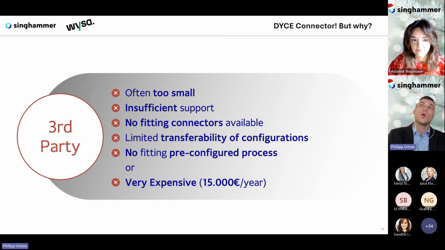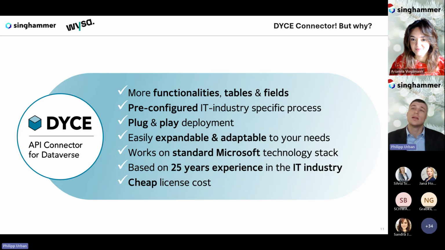And so we came to the point where we said we should develop a new interface. Then we met DYCE, who had a great technology, which we will come back to in a few seconds. But first of all, I want to tell you how our DYCE API Connector for Dataverse, based on the DYCE technology, is working and how you can benefit from it. Here we have the DYCE API Connector for Dataverse, which has more functionalities, tables and fields exchanged between Dynamic Sales and Business Central.